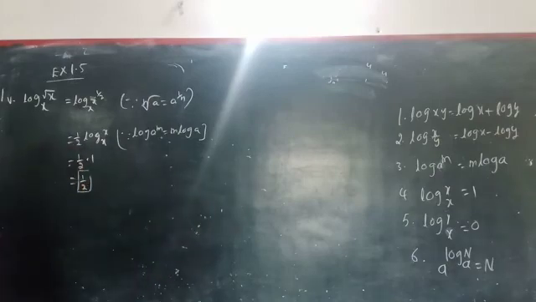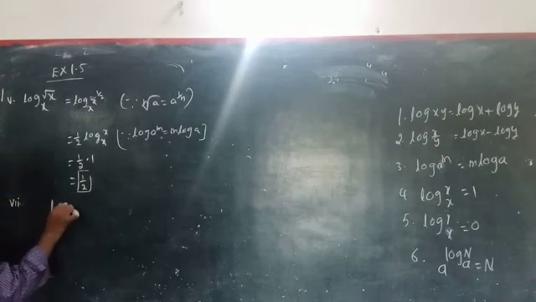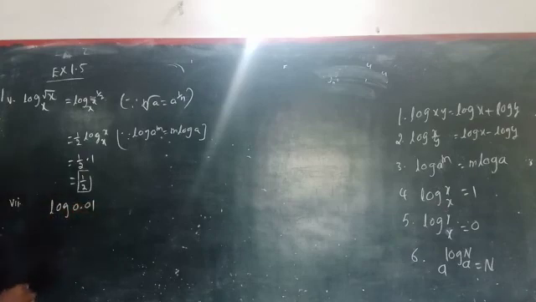Next, the seventh one. What is the seventh one? Log 0.01 base 10. How can you write that?